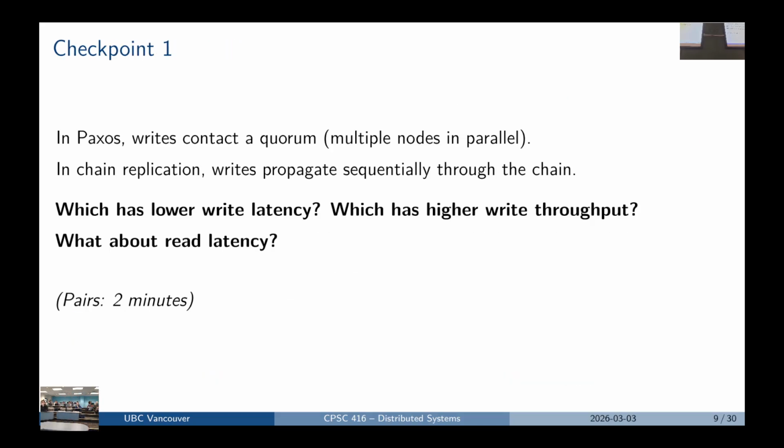All right, so in Paxos, writes are done using a quorum model, but it's in parallel. In chain replication, writes propagate sequentially, so which has lower write latency? Hopefully this one won't be too hard since I've kind of beaten it to death already. But let's take 2 minutes. You guys talk about it and try and reinforce why.